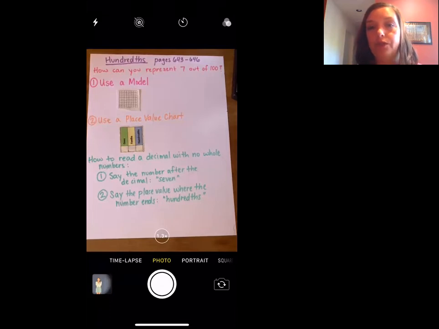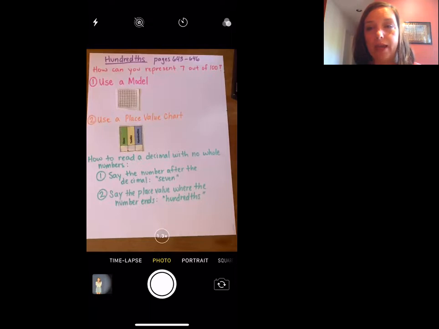So I'm going to talk to you today about some strategies you can use to represent hundredths. And today I'm going to start by asking you, how can you represent 7 out of 100? So the first strategy I want to present to you is to use a model, okay?